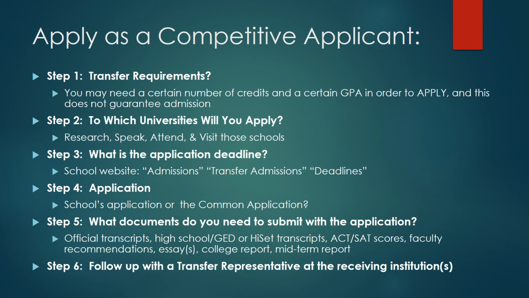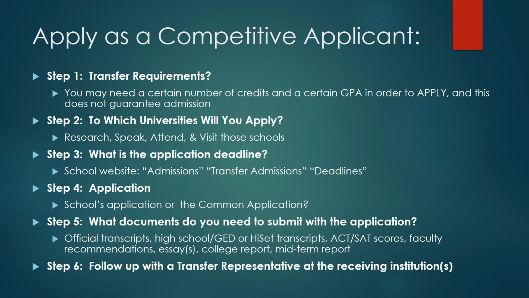Step 1. What are the transfer requirements? You may need a certain number of credits and a certain GPA in order to apply, and this does not guarantee admission. Step 2. Decide to which universities you will apply. You need to research, speak with those schools, attend transfer visits, and visit those schools as well.